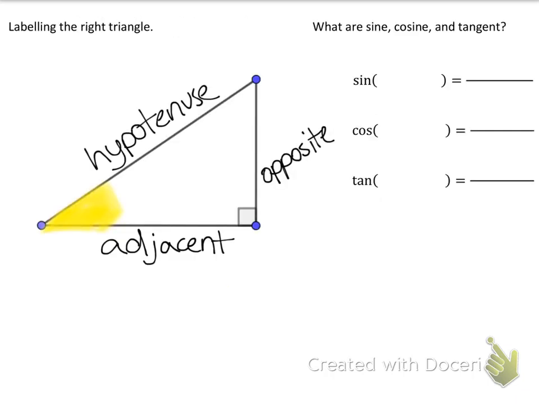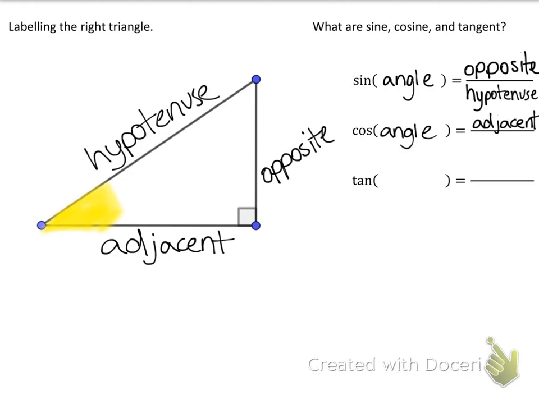Now that our triangle is correctly labeled, we're able to consider sine, cosine, and tangent. Sine is abbreviated as sin, S-I-N. The sine of an angle is equal to the ratio of the opposite over the hypotenuse. Cosine is abbreviated as cos, C-O-S. The cosine of an angle is equal to the adjacent over the hypotenuse.